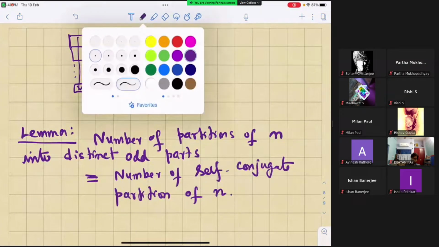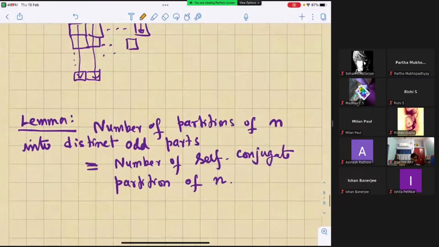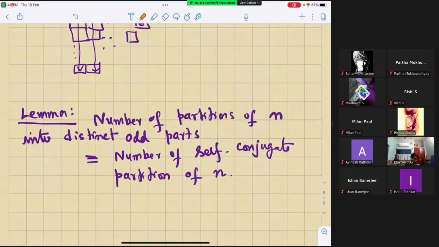Slightly more difficult than the first one. What does this problem ask? The number of partitions of n into distinct odd parts is equal to the number of self-conjugate partitions of n. Self-conjugate means self-conjugate in the sense of the Ferrers diagram. If you make that a1, a2, ak, then if you read it from the column side or the row side, they look the same. So this is the problem: the number of partitions of n into distinct odd parts is equal to the number of self-conjugate partitions of n.